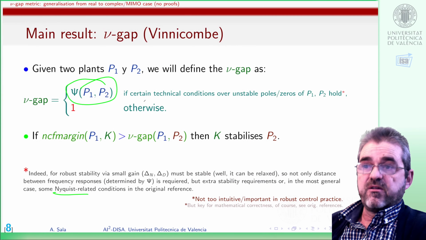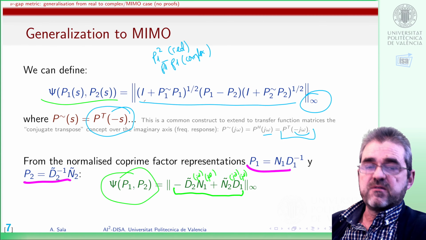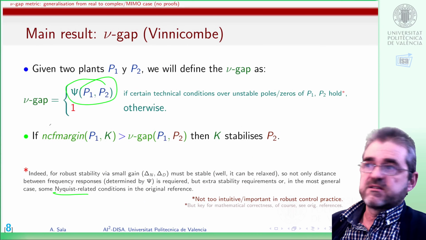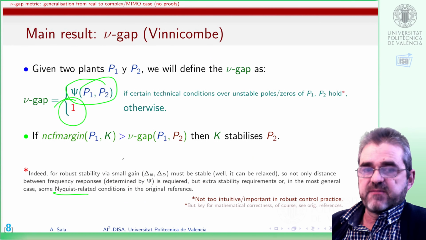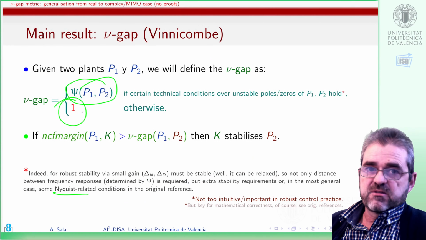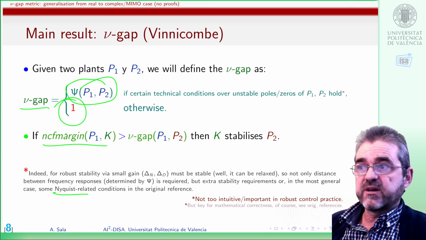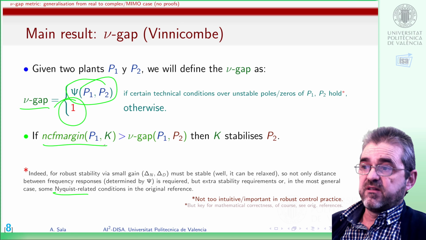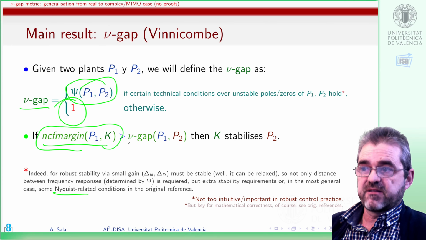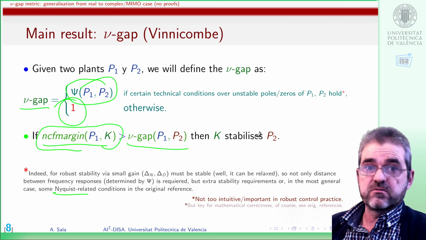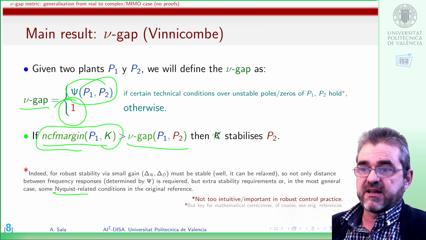The issue is that, if those technical conditions hold, then this psi is the nu-gap, and otherwise the gap is 1. The maximum value of the maximum distance, the maximum sine, is 1, so it will be impossible to design a controller with margin 1. In the case the gap is not 1, it can be proved that if the coprime factor uncertainty margin with a given controller and P1 is greater than this nu-gap, then P2 is also robustly stabilized by K. This is the important result in practice.